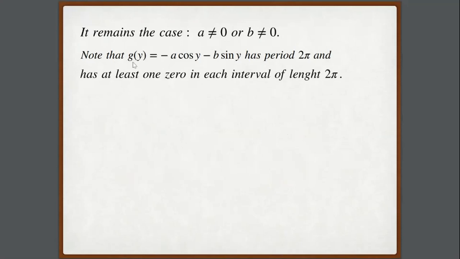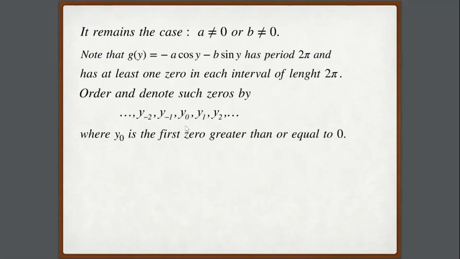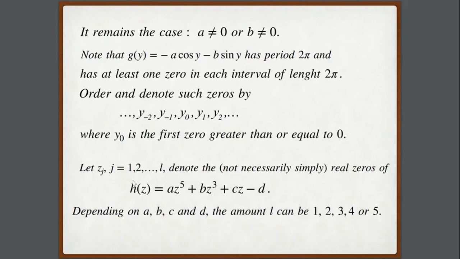The first remark is that the function g here has period 2 pi and has at least one zero in each interval of length 2 pi. And we order these zeros in this way, where y0 is the first zero greater than or equal to zero. Okay. And about the polynomial h, we denote by zj the real zeros of this polynomial. Okay. And depending on a, b, c, or d, this polynomial can have one, two, three, four, or five zeros. Okay, not necessarily simple. Okay.